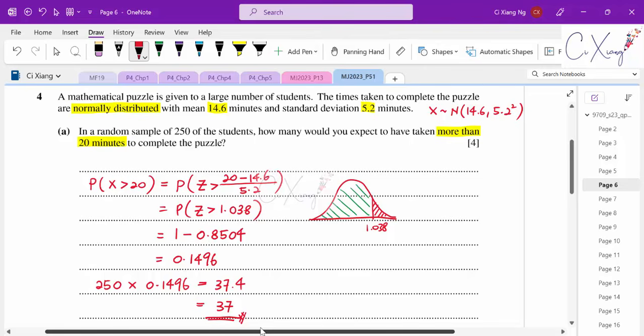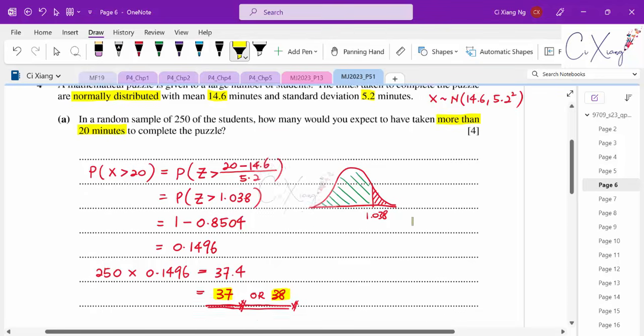Or the marking scheme actually accepts also the value of 38. Alright, so 38 is also acceptable according to the marking scheme. But you have to put your final answer in a positive integer because we are talking about the expected number of students. Right, so both answers will be accepted here. You can write either 37 or 38. Okay, so this is how we solve part A. And now let's proceed to part B.